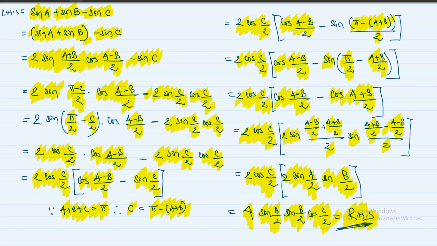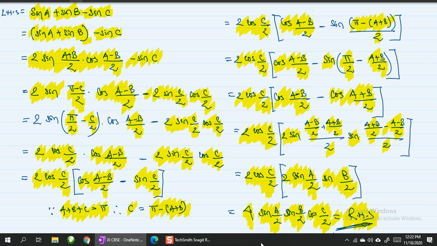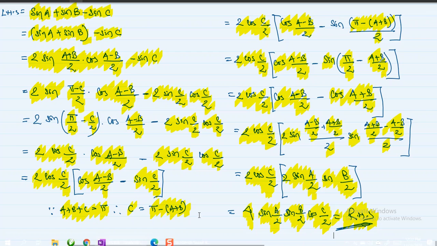Now here we use the sin c minus sin d formula. So we get the cos c minus cos d formula, which is 2 sin (c plus d)/2 sin (c minus d)/2. On simplifying, we get 2 cos c/2 multiplied by 2 sin a/2 into sin b/2. And when we open the bracket, we get 4 sin a/2 sin b/2 cos c/2, which is your RHS. So that's your whole proof.